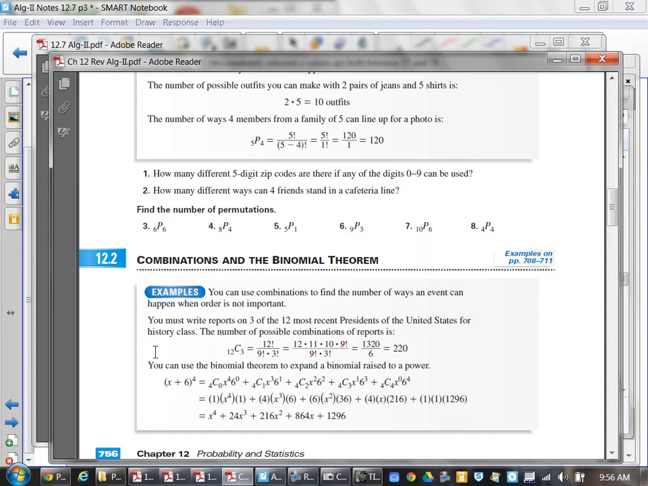In a zip code, does the order matter? No. Last time I checked, you want your mail to go to your house, not your grandma's house. Same thing with standing in the line at the cafeteria. You're either going to get that last Twinkie, or you're not going to get the last Twinkie. Order matters. It's just 4 factorial. When do we use P and when do we use C? Permutation, order matters. Combination, order doesn't matter.